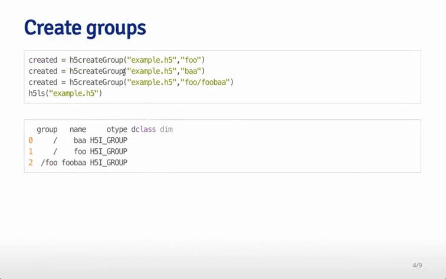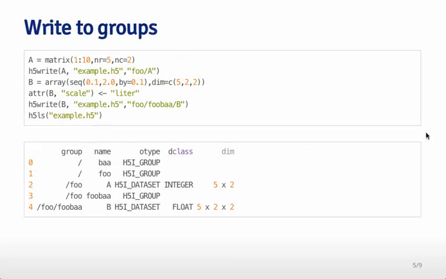So once we've created that HDF5 file, we can create groups within the file. We use h5 create group. What that will do is create within this file the group foo, and then we can create another group called ba, and create another group that is a subgroup of foo called foo-ba. And so what you can do then is see the groups and the names of the files that we've created if you look at h5ls. It's like the ls command, but it's listing out only the components of this particular HDF5 file.